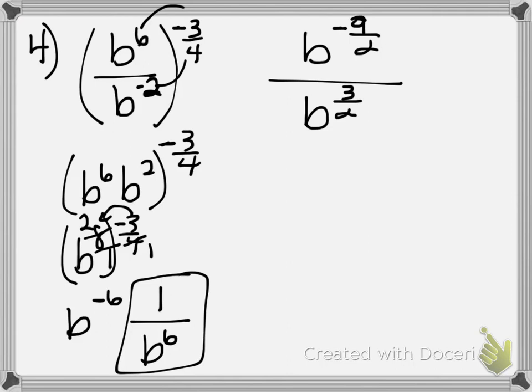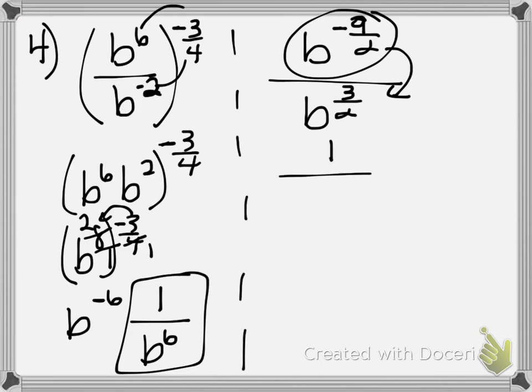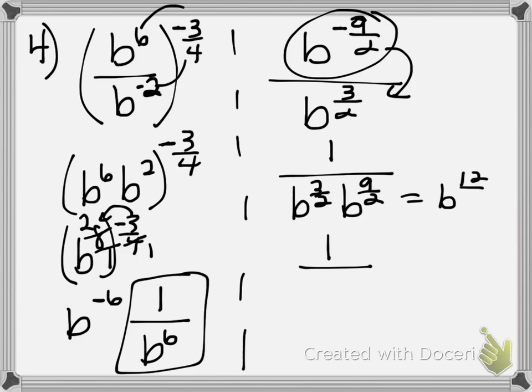So now what I can do is, because this is a negative exponent, I can bring it down. Let me just kind of do that. And then I have 1 over b to the 3/2, b to the 9/2. And now I can add those fractions together. So 3 plus 9 is 12. So then that actually gives me b to the 12/2. So that's going to be b to the 6th.